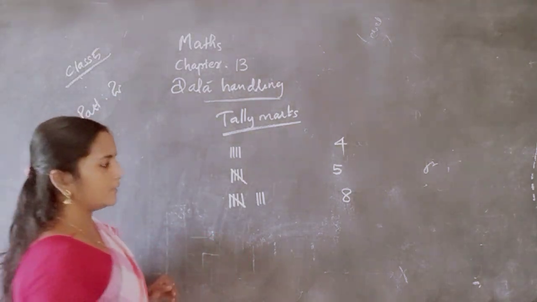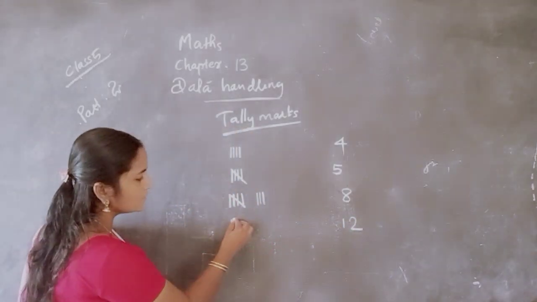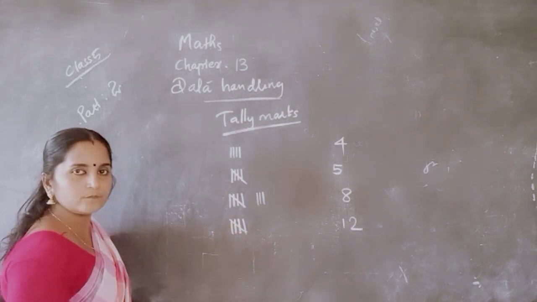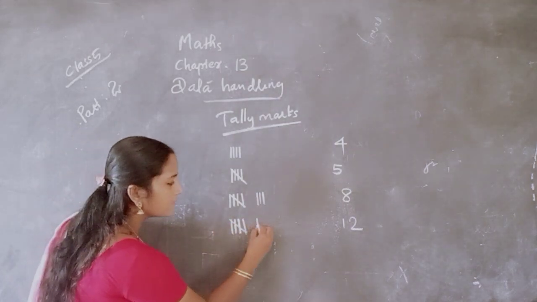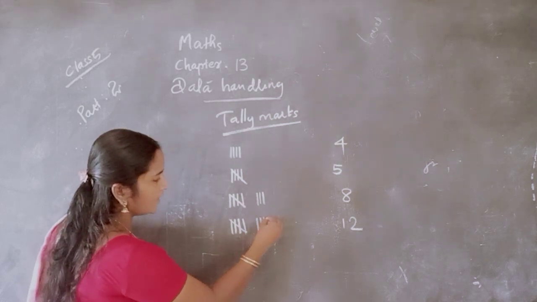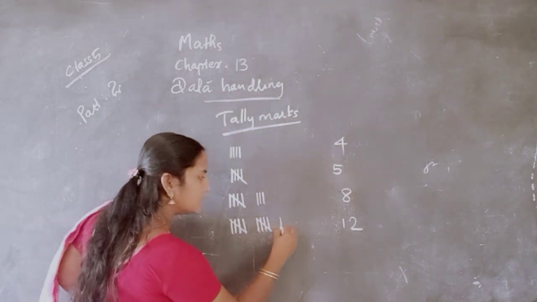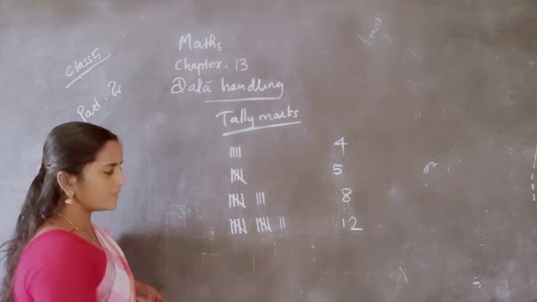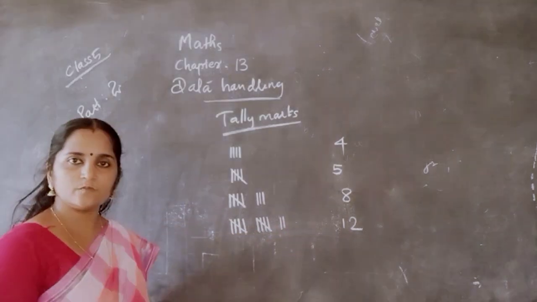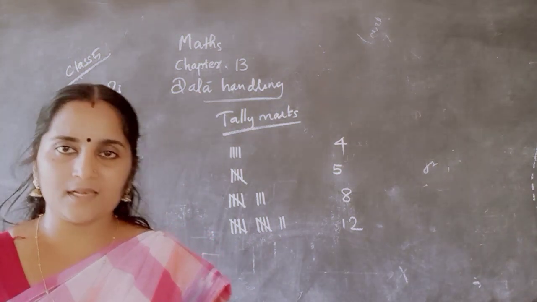Okay. Another one is 12. 1, 2, 3, 4, 5. First group. Then leave a space. 6, 7, 8, 9, 10. Then the third group contains 2 lines because 5 plus 5 plus 2 we get 12. In this way we represent the tally marks.